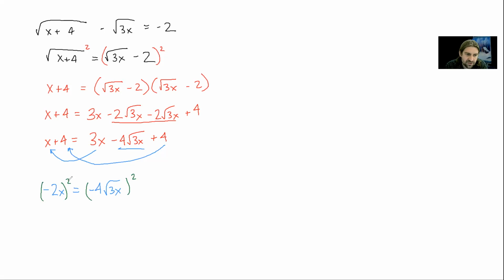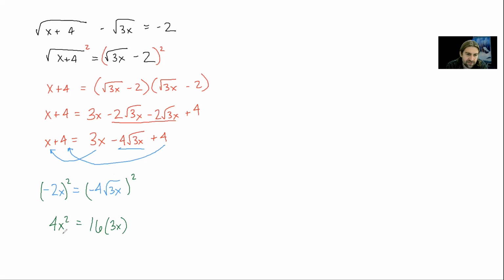When we square a negative 2, it becomes 4, and we square x, it becomes x squared. Now here, when we square this, we do square the negative 4, which becomes 16, and then radical 3x squared just becomes 3x. We don't have to write this out twice and FOIL it because it's not a minus sign or plus sign in between. It's just a regular term being squared.